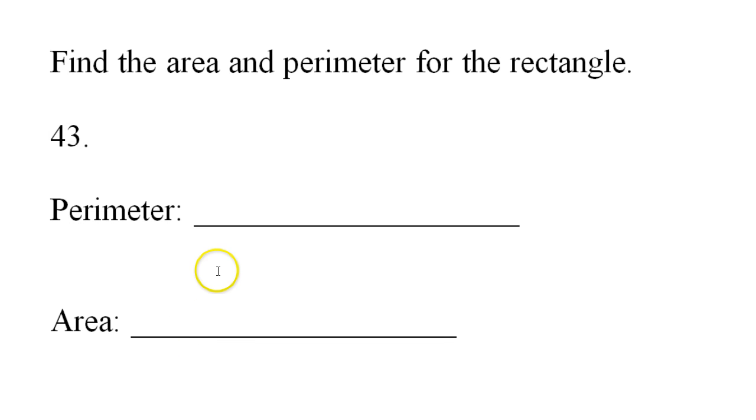Alright, let's go ahead and use our skills on number 43 to find the area and perimeter of the rectangle. Of course, don't forget, the area of a rectangle is the base times the height, length times width, whichever way you want to look at it. And the perimeter is where you add up all the sides. So it's going to be like base plus height plus base plus height. You're adding up all the sides for the perimeter.